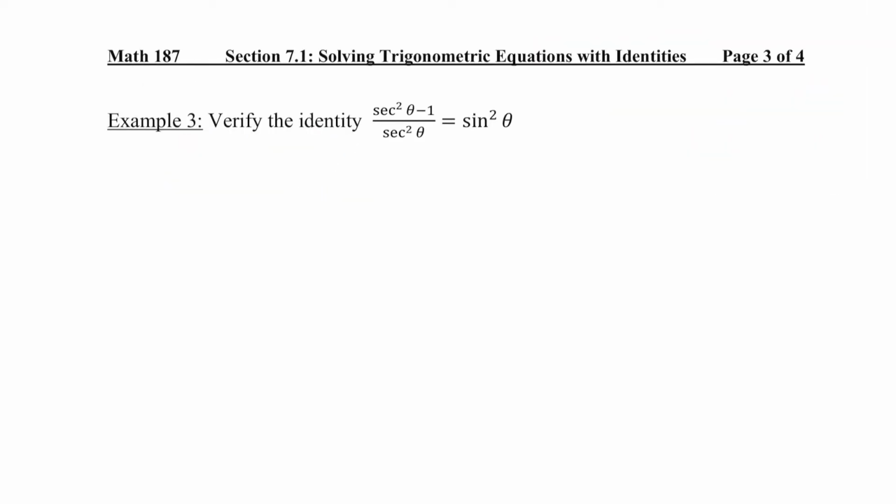Example 3. Verifying the identity secant squared theta minus 1 over secant squared theta equals sine squared theta. My left-hand side is secant squared theta minus 1 over secant squared theta. My right-hand side is sine squared theta. I will choose my left-hand side to start with.